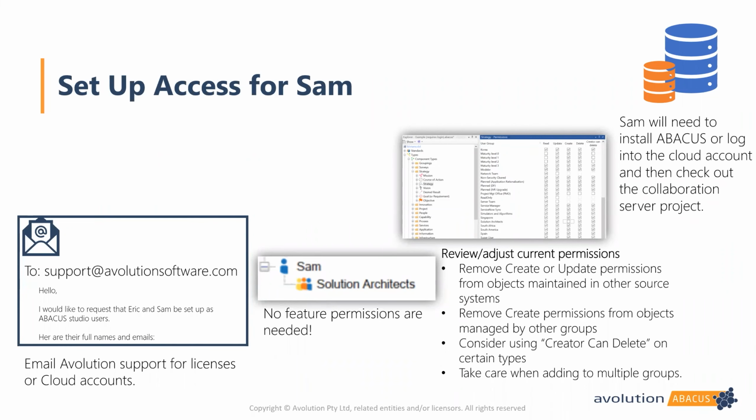Now we do want to consider what model, create, read, update, delete permissions to enable. And this might be something where you can use one of those existing groups, or perhaps you find it easier to create a new group here. For someone like a solution architect such as Sam, it's a good idea to remove create or update permissions from objects that might be maintained in other source systems, or by other groups. So in this case, choosing between create or update is going to depend on whether everything about that object is managed in the source system or whether some of it is managed in Abacus.